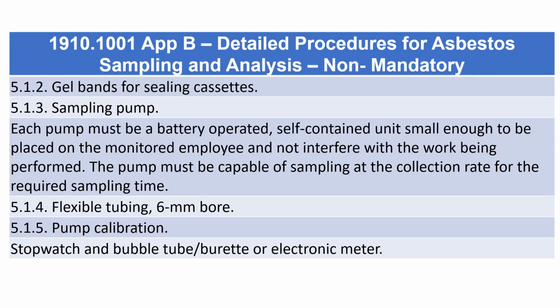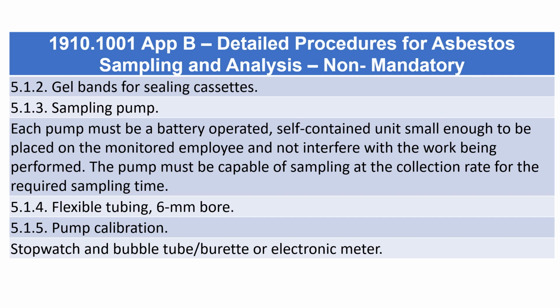5.1.2. Gel bands for sealing cassettes. 5.1.3. Sampling pump. Each pump must be a battery-operated, self-contained unit small enough to be placed on the monitored employee and not interfere with the work being performed. The pump must be capable of sampling at the collection rate for the required sampling time.